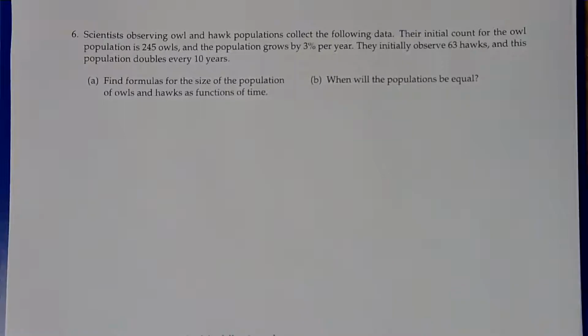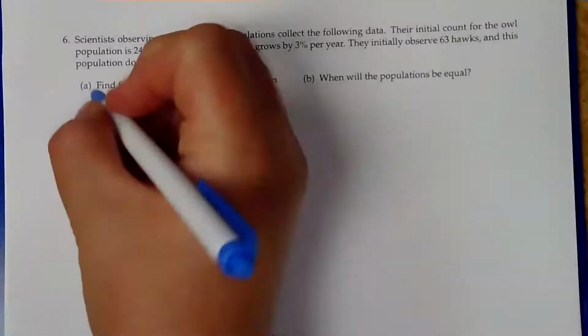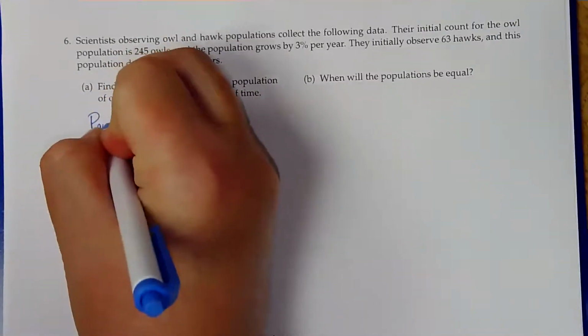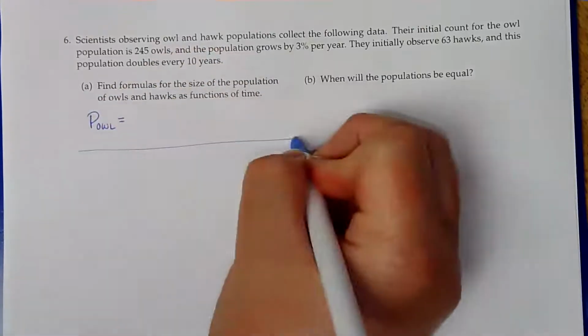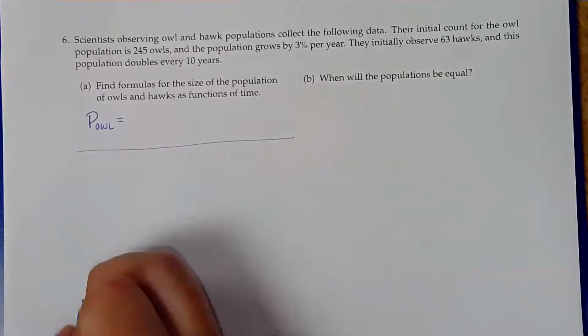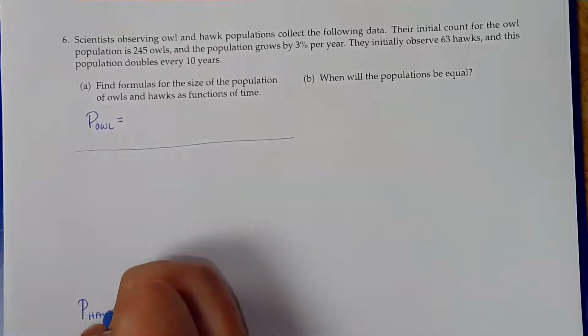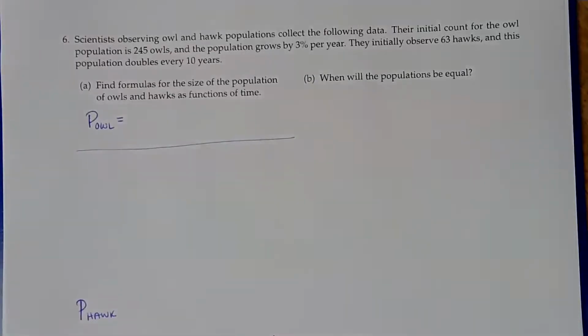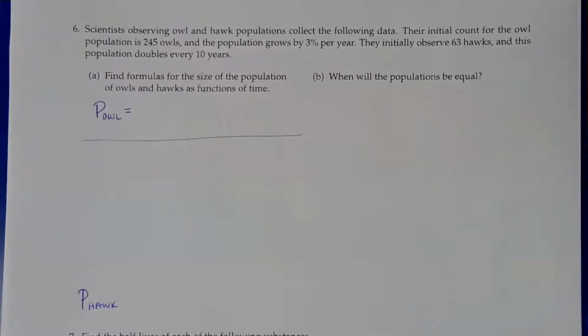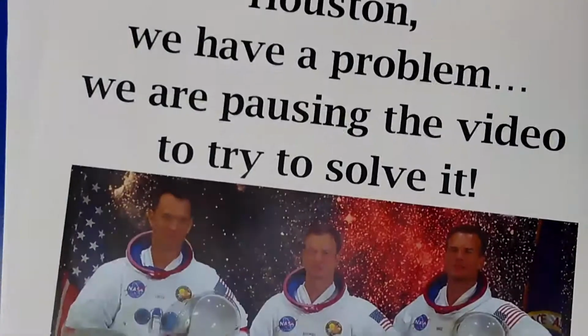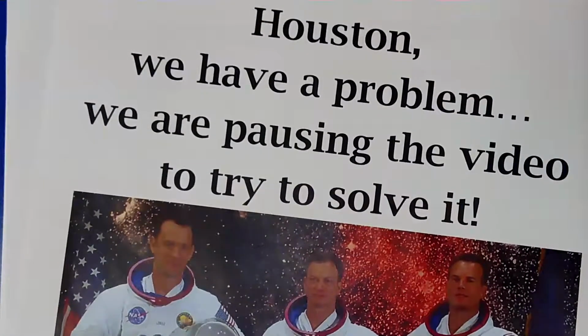So you want to find formulas for the size of the population of the owls and of the hawks as functions of time. So you'll find one formula for the owl, should be the easier one of the two. And then you're going to work on a formula for the population of the hawks. I have confidence that you can give this a good try and see if you can get both those formulas. So go ahead, pause the video, see how you do with those, then we'll come back and work them together.